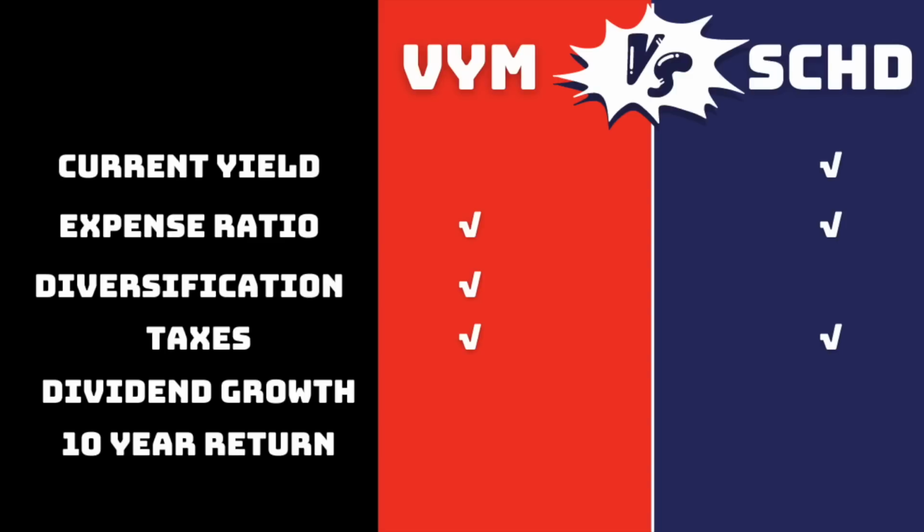So now that we've looked at the current yield, expenses, taxes, and diversification of each fund, let's go a little deeper into the performance of these ETFs. We'll next examine the dividend growth for these ETFs. Which investment has been able to grow their dividends at a faster rate? We'll start by looking at VYM.